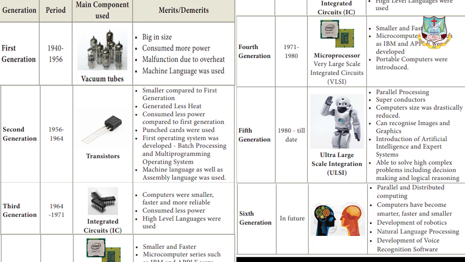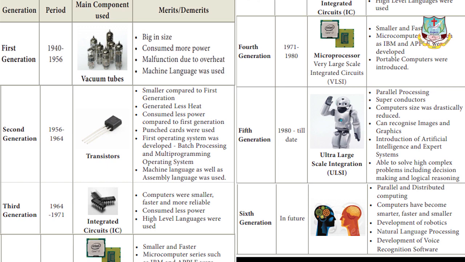They may ask write down the merits and demerits of second generation. Write the merits and demerits of sixth generation. Like that, they may ask only the merits and demerits of a particular generation. Or if they are asking the whole generations of computer for 5 marks, you can write the whole thing from first generation till sixth generation.